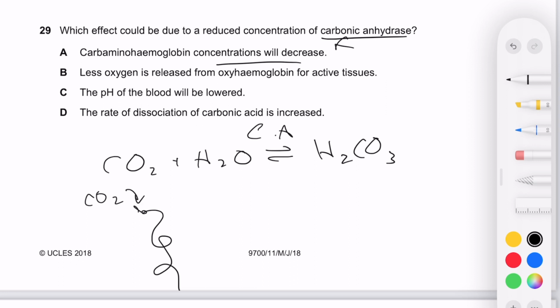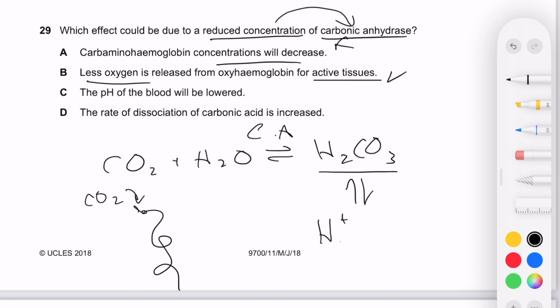Less oxygen is released from oxyhemoglobin for active tissues. I could say so. Okay, and the pH of the blood will be lowered. Actually, no, because if you have a reduced concentration of carbonic anhydrase, you would have less carbonic acid produced. Therefore there will be less dissociation of carbonic acid to form hydrogen ions, which would lower the pH. So the pH of the blood will be lowered is wrong. And the rate of dissociation of carbonic acid is increased? Actually no, because you have less carbonic acid, therefore there will be less carbonic acid dissociating. Therefore the only answer here is this one.